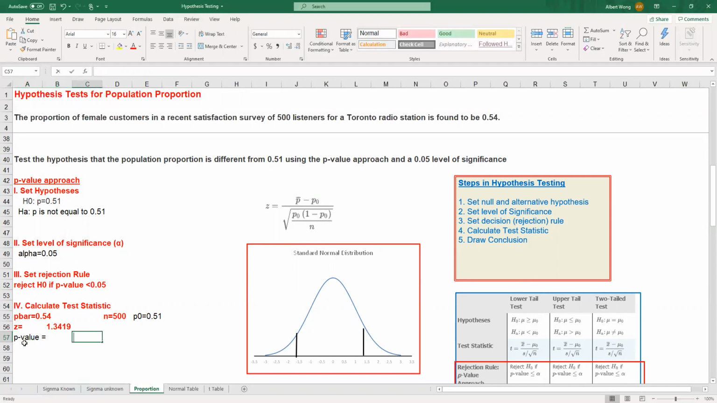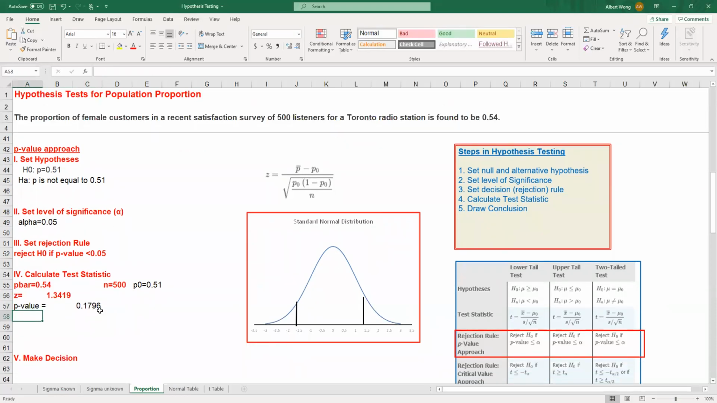let's just do that, right? 2 times (1 minus, again, we're back to normal, right? So normal distribution, and 1.3419, 0, 1, 2). By the way, obviously, we can use another function. We can use norm.s.dist, and then you don't have to do 0 and 1, but it doesn't matter, right? So the p-value is 0.1796.